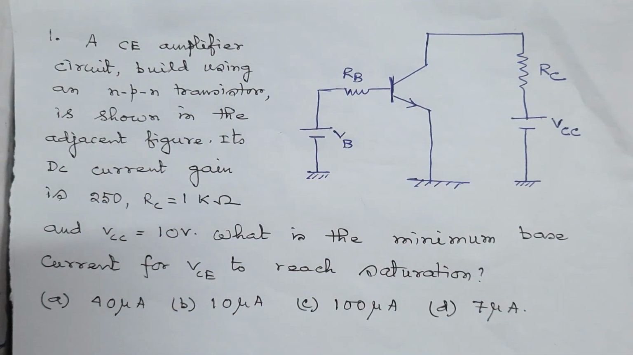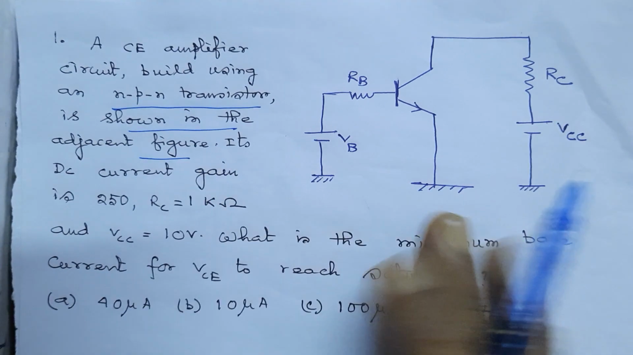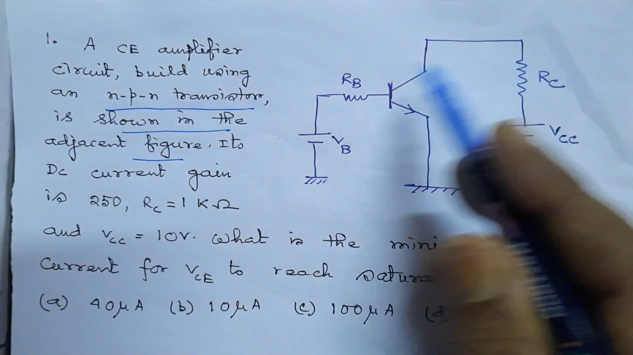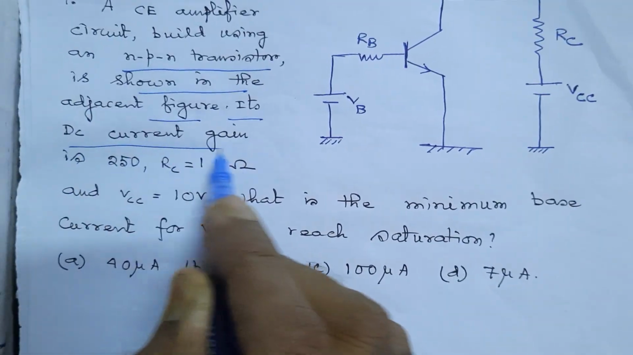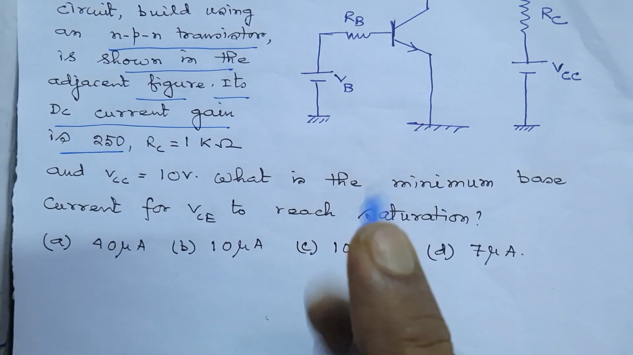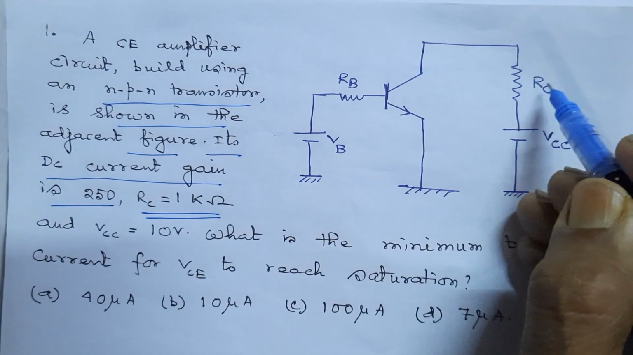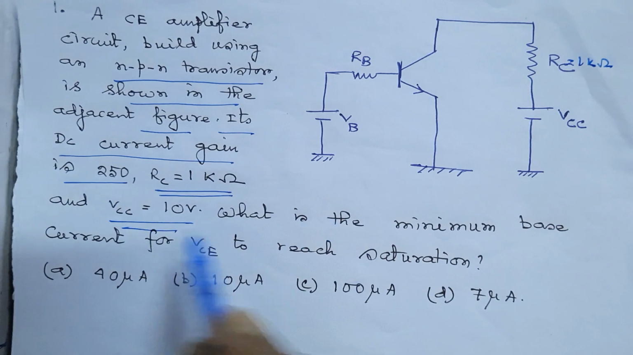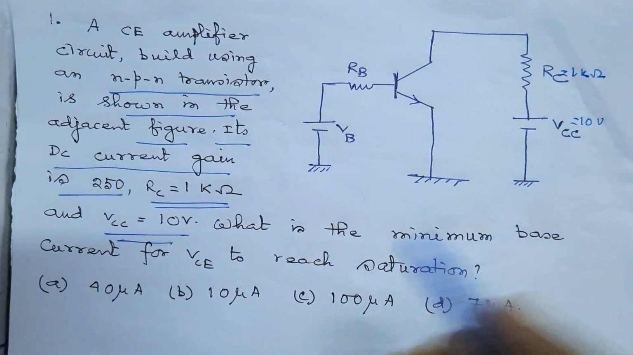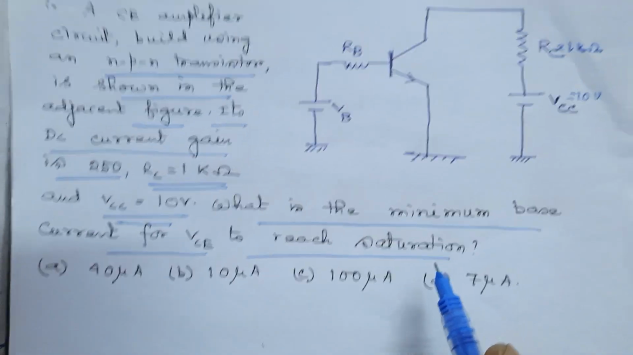A CE amplifier circuit built using an NPN transistor is shown in the adjacent figure. Here is the circuit diagram of the transistor. Its DC current gain is 250, and RC is 1 kilo ohm. VCC given is 10 volt. What is the minimum base current for VCE to reach saturation?